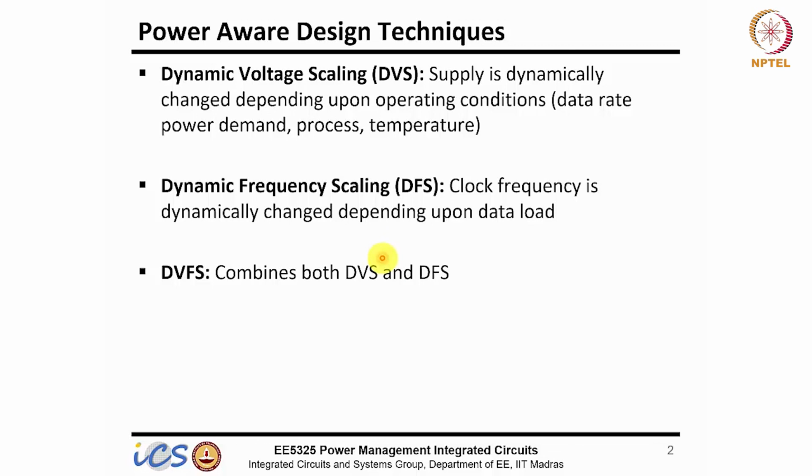So there are some power aware design techniques which require specialized converters. One is dynamic voltage scaling, which is quite common in processors, and then dynamic frequency scaling, and if you combine both it becomes DVFS. DVFS is the most commonly used technique in processors, where, depending upon the performance requirement, you increase or decrease the voltage as well as frequency.